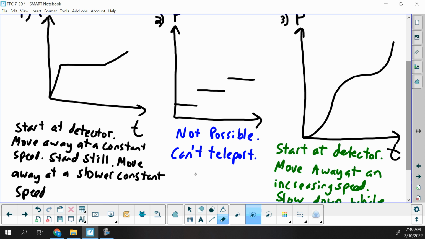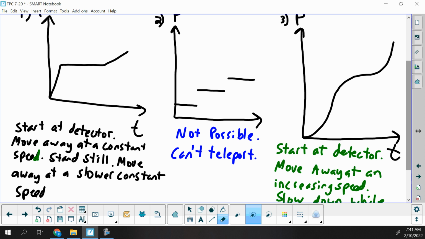All right, first one, we're starting at the detector, or you could say start at 0 meters. Move away at a constant speed. Stand still for a bit. And then move away at a slower constant speed. Constant speed because our slope is constant during that time.